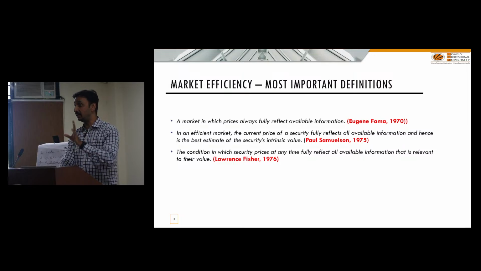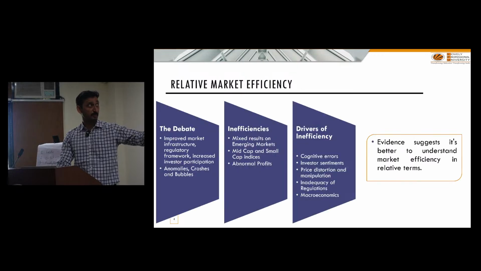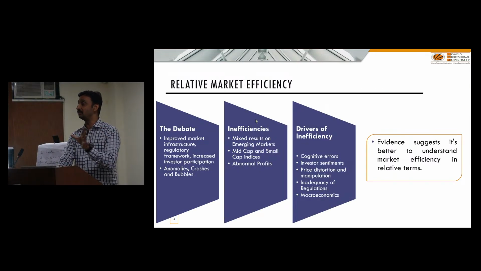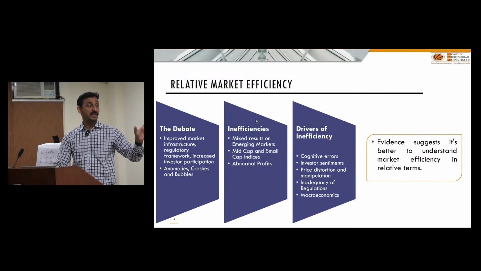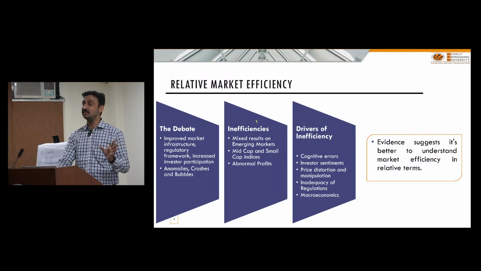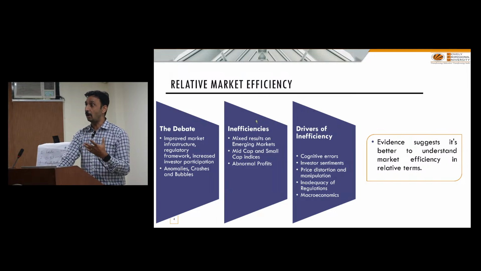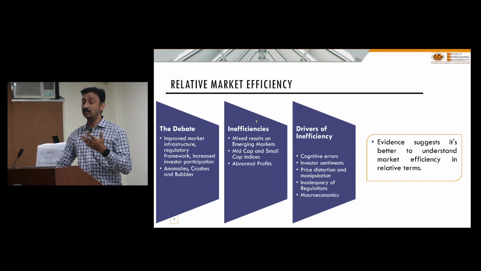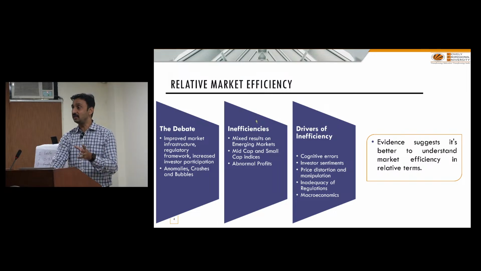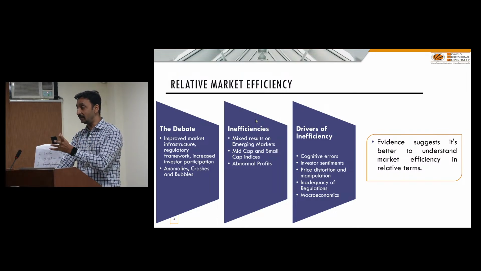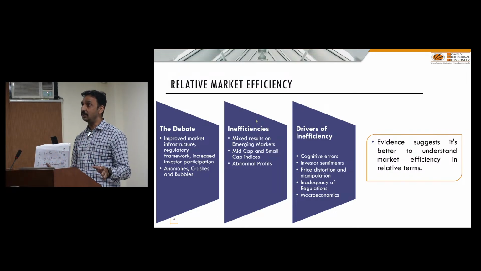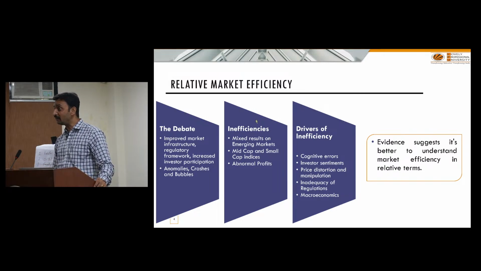I am not getting into detail about all these aspects, so I am quickly moving on. I wanted to touch on this point, the relative efficiency. Why is relative efficiency important in the market? Because there are anomalies, crashes and bubbles in the market. To understand these crashes and bubbles, it is important to understand how efficient the market is and how it takes all these shocks. In India itself there is abnormal profit in the market. This abnormal profit may be because there is an inefficiency in certain aspects or certain sectors of the market, and that inefficiency needs to be taken care of.